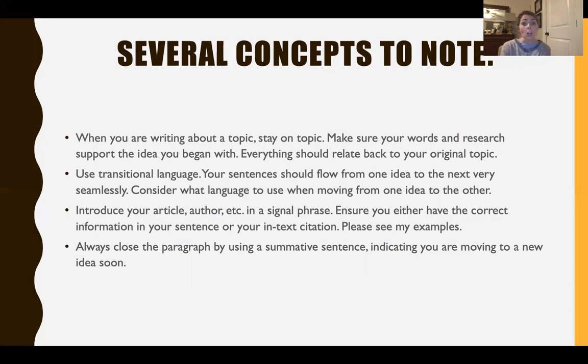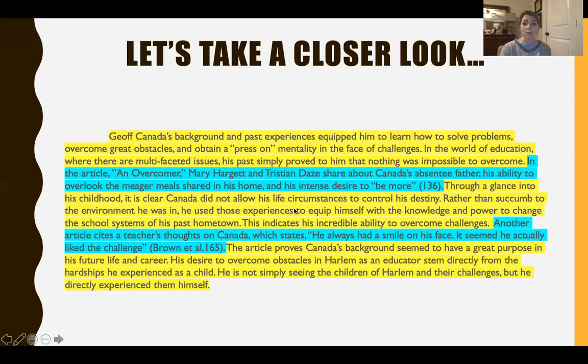Introduce your article or your author in a signal phrase and ensure that you have either cited the correct information in your sentence or in your in-text citation. If you look at the examples here, in this sentence, I've used a signal phrase to show you which article I'm going to use as well as the author. In the article An Overcomer, Mary Hargett and Tristan Day, I gave credit to the authors in the signal phrase, share about Canada's absentee father, his ability to overlook the meager meals shared in his home, and his intense desire to be more. And then you see the page number that's connected to that source.